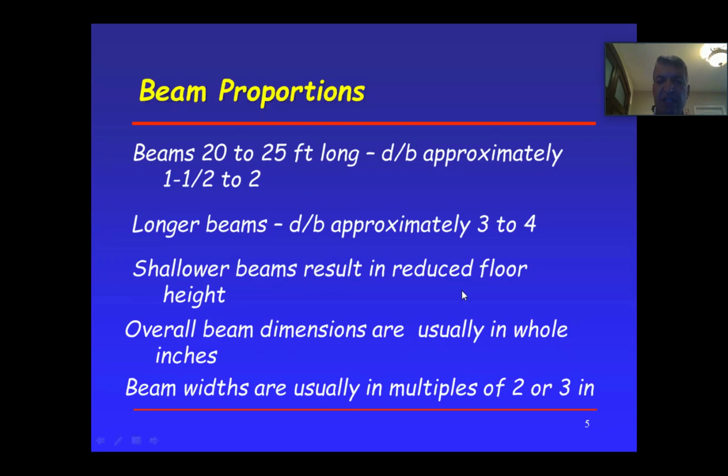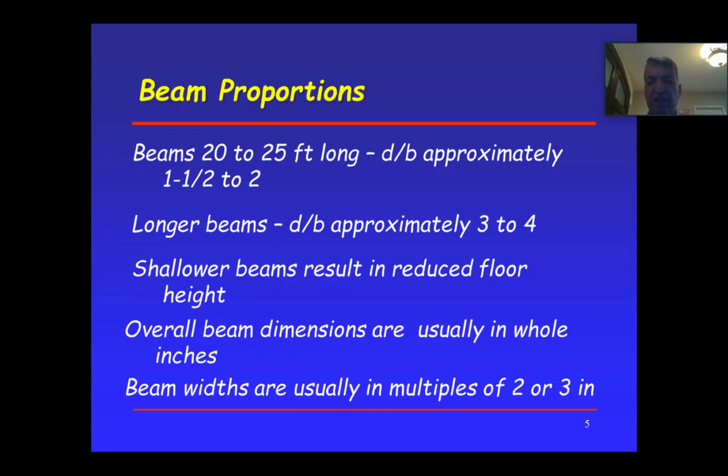Shallower beams result in reduced floor height. Okay, that means if I make my beam 20 inches high instead of 40 inches, over a 100-story building that is going to make a big difference. So we try to make our beam shallower, right? Shallower means reduced floor height, and if you reduce the floor height, you reduce the building height. And if you reduce the building height, what happens? You reduce the wind load, because the wind load is pushing on that building.